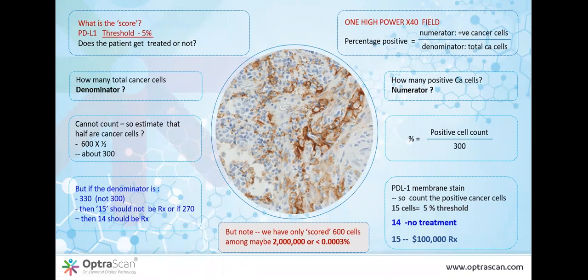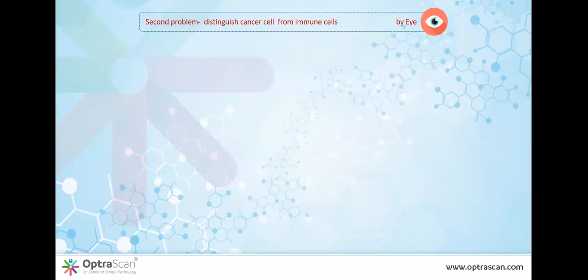And counting one field by itself would take a long time. And even when we've done that, we've only counted one high power field on a microscope slide that might have as many as 2 million cancer cells. So we can see why this is so difficult and where some sort of automated assistance would be of value.